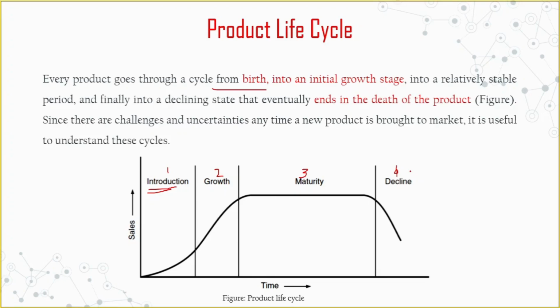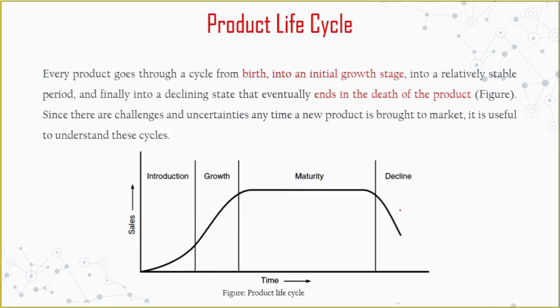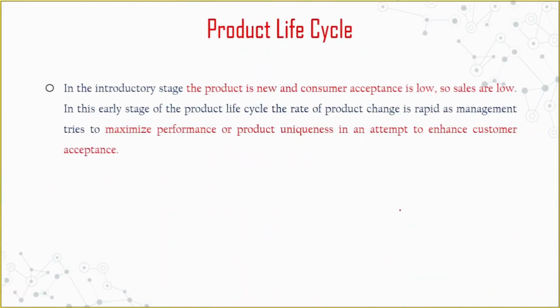This graph is between sales and time, and there are four stages. Remember, the curve is of different shape. Now we will see one by one and try to understand what is happening in all four stages. In the introduction phase, when the product is launched, people are not aware of the product, and due to that the consumer acceptance is low. And if the consumer acceptance is low, then sales are going to be low.